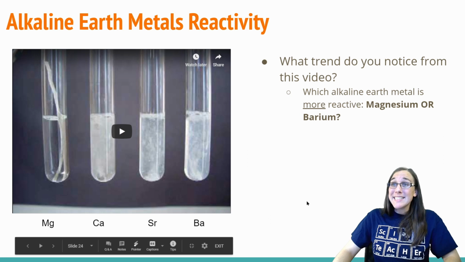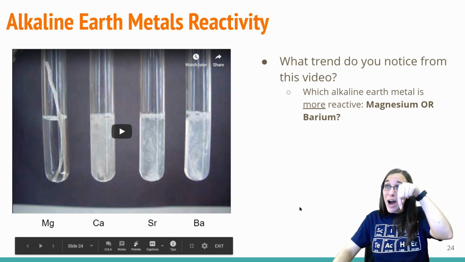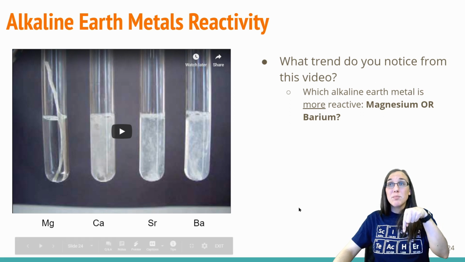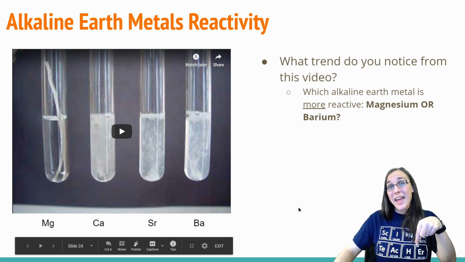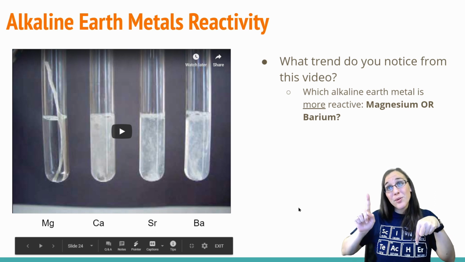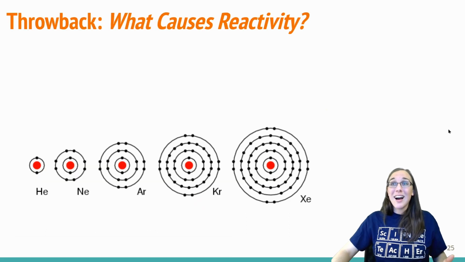So the reactivity of the alkaline earth metals as you go down that group becomes more reactive, which is the opposite of the trend we saw for the halogens, where if you went up the group, it became more reactive. So then what causes reactivity?